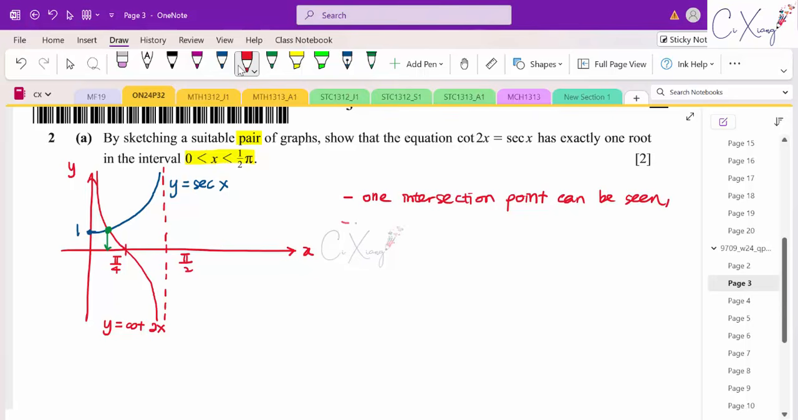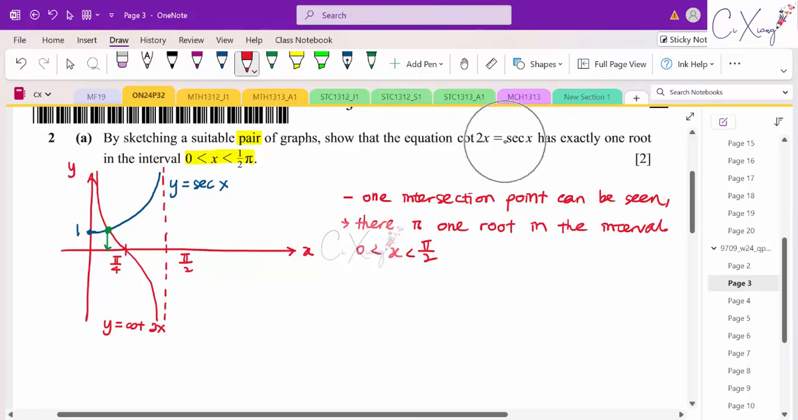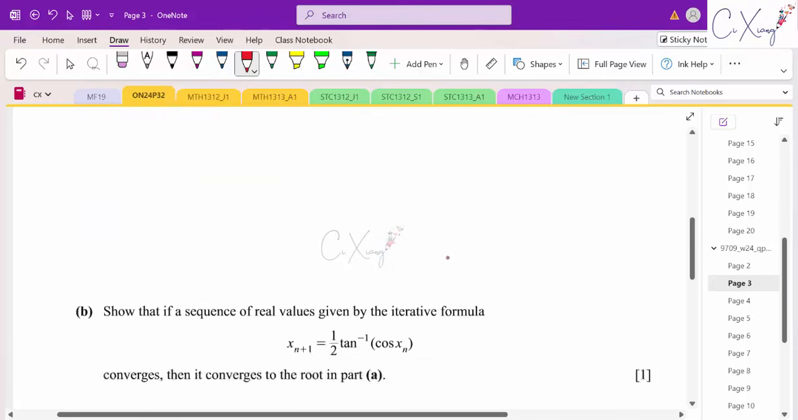Therefore, there's only one root in the interval. Because for the interval that we sketch the diagram, we can only see one intersection point. That means in this interval, there's only one root for this particular equation. So this is what we have for part A. Then let's have a look at part B.